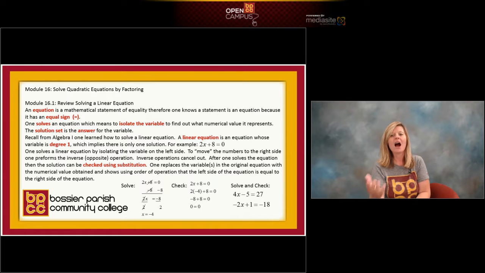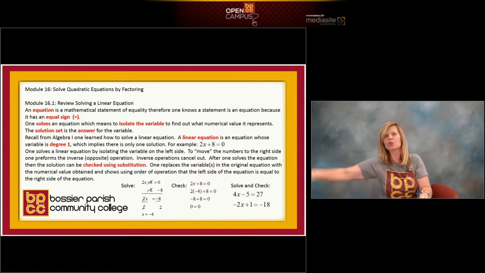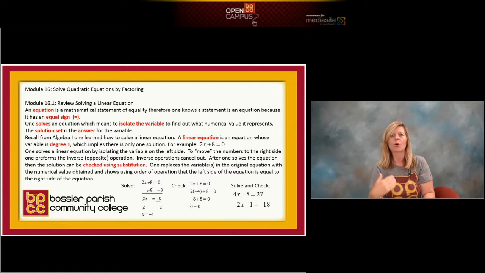So if you look at your PowerPoint, I have a linear equation: 2x plus 8 equals 0. I know it's an equation because it has an equal sign. I know it's linear because if I look at the letter x, it's understood to have an exponent of 1. Now your job is real simple. It's to keep the x on the left and move all the numbers to the right. The way you move the numbers to the right is you do the opposite or inverse operation. So if a number is connected by addition, you subtract it. If a number is connected by subtraction, you add it. If a number is connected by multiplication, you divide it. If a number is connected by division, you multiply.